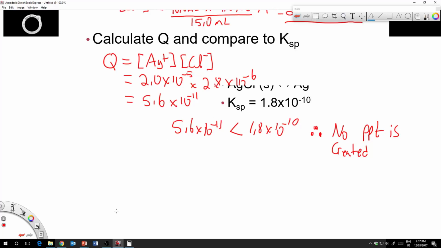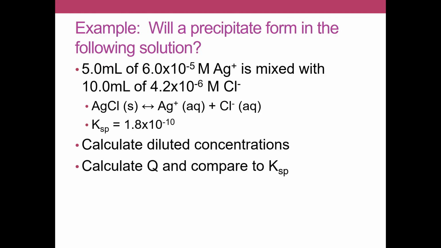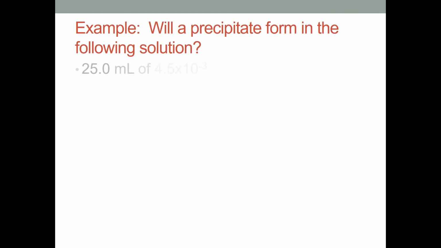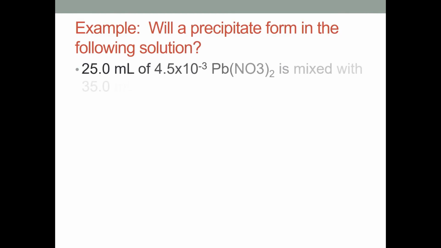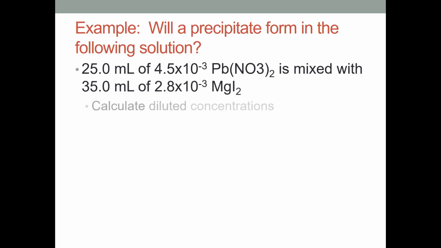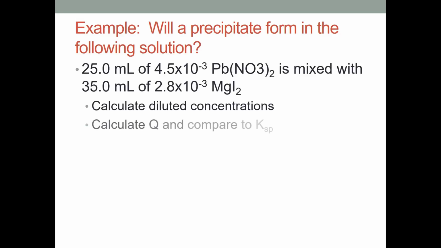Okay. Now another type of problem that you would encounter with this is, let's suppose, this is another one. Let's suppose here we have another solution of lead nitrate mixed with magnesium iodide. We want to calculate Q and compare it to KSP. So here we have two solutions, lead nitrate, magnesium iodide. We mix them together and we'll see if a precipitate gets formed or not.